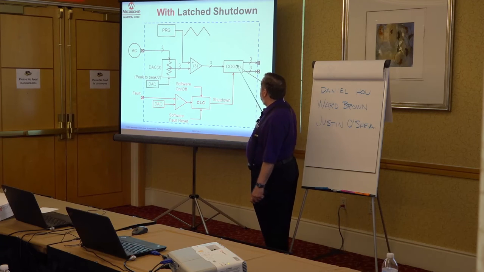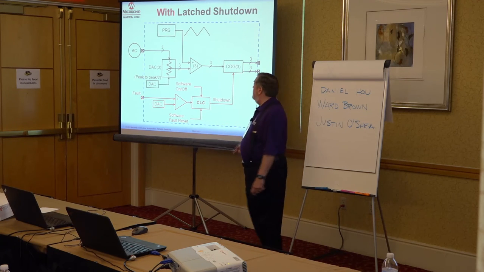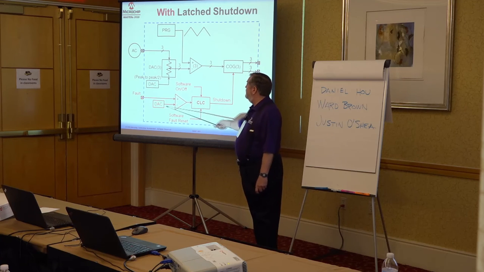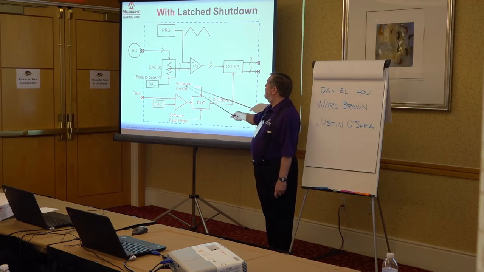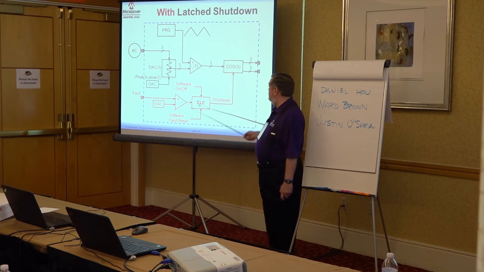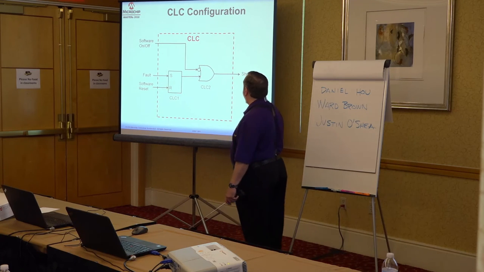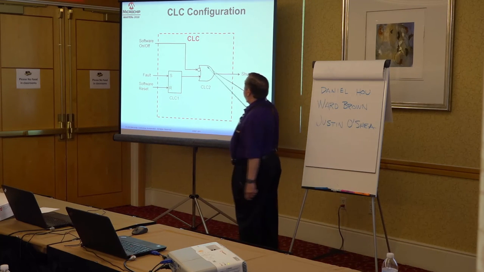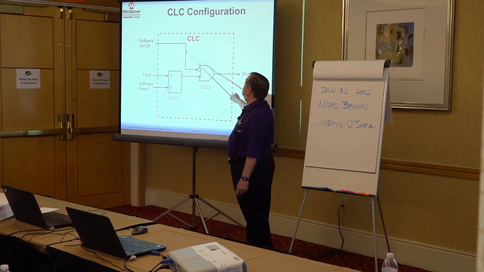So now, all three of these are configured with the shutdown and auto restart, but I'm going to use this to latch the fault signal if it comes in. So if I get a fault that's above some reference level, it'll shut it down and keep it there, but I also have software control over this and a software reset on the CLC. So what's inside here? And again, very simple, next to nothing to it. It's just this OR gate. So a shutdown is when this is high, so I invert my software input.